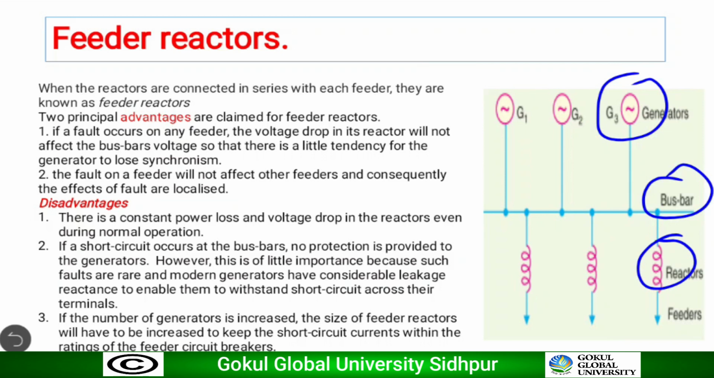Now what is the disadvantage of a feeder reactor? There is a constant power loss, the same as a generator reactor, and a voltage drop in the reactor even during normal operation. If a short circuit occurs at the busbar, no protection is provided to the generator. However, this is of little importance because such faults are rare and modern generators have considerable leakage reactance, as we discussed, to enable them to withstand a short circuit across their terminals. If the number of generators is increased, the size of the feeder reactor will have to be increased to keep the short circuit current within the rating of the feeder circuit breaker.